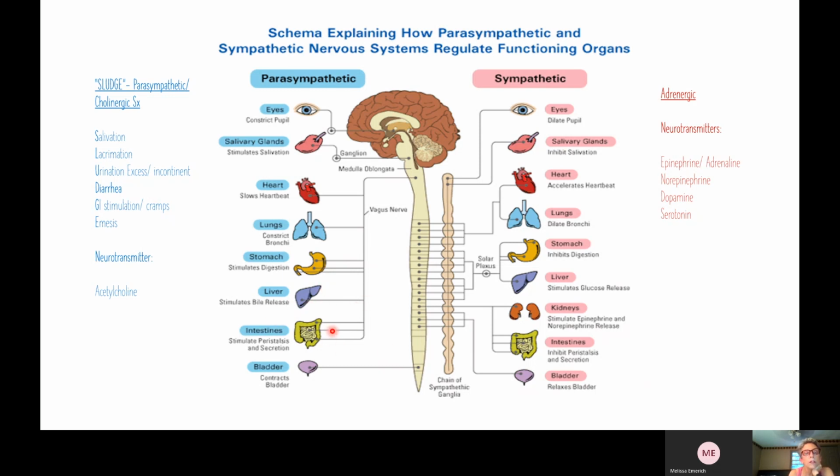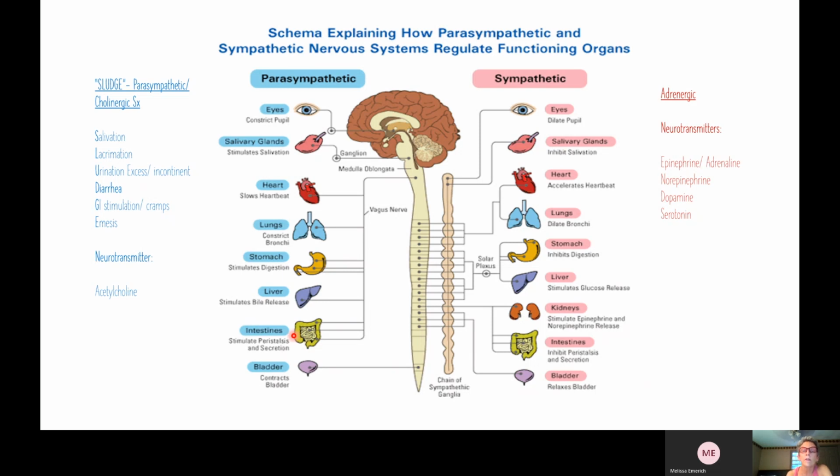Intestines bump up a bit, so there's stimulation for peristalsis and receiving and moving food through the GI tract. And then the bladder can be a bit contracted because it's holding on to that urine. Okay? There's more urination that's filling the bladder. All right, so I think we've talked about pretty much everything on this slide.